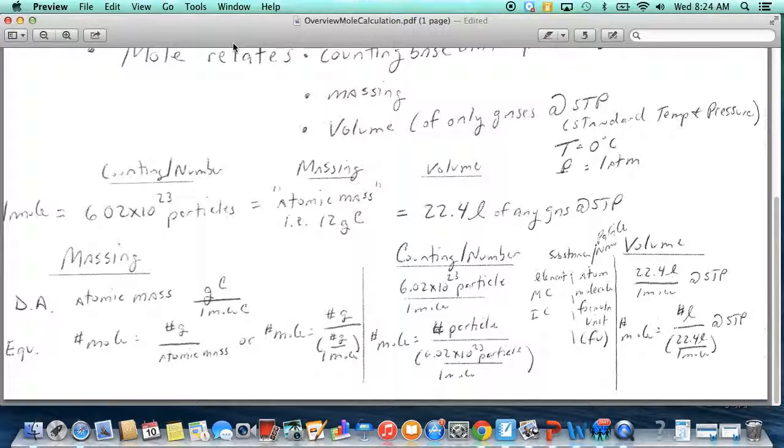Okay, so that's the 3 equations that you use. And again, you determine which one to use by what the question is asking for. So I hope that helped.